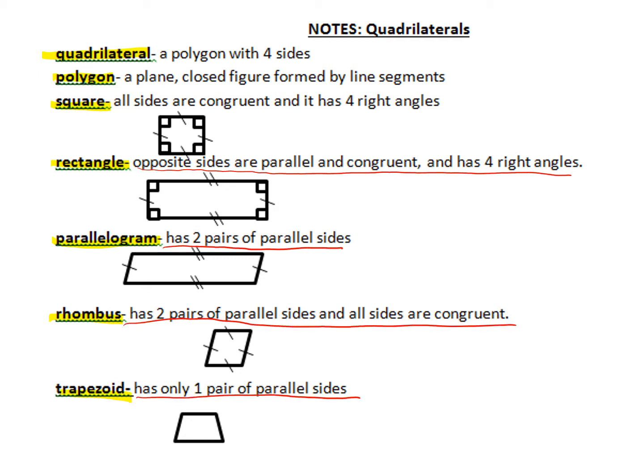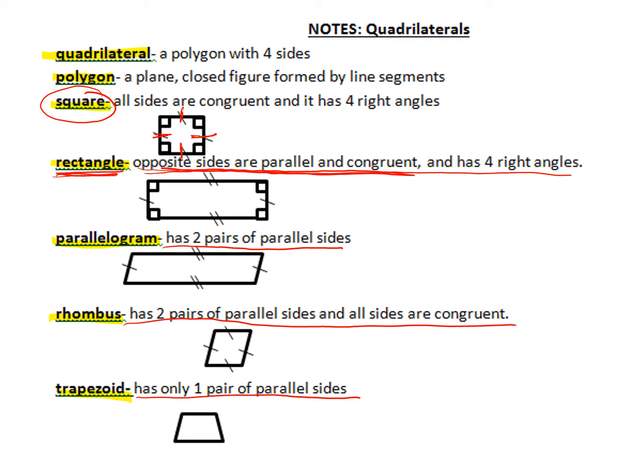For example, let's look at the square. If I look at the square's definition, a square has to have all sides congruent and it has to have four right angles. Well, could a square also be a rectangle? Well, a rectangle just has to have opposite sides that are parallel and congruent. So the square, are these two sides opposite each other? Are they parallel? Yes. Are they congruent? Yes. These opposite sides, are they parallel? The answer to that is yes. Are they congruent? The answer to that is yes. So then a square is also a rectangle.